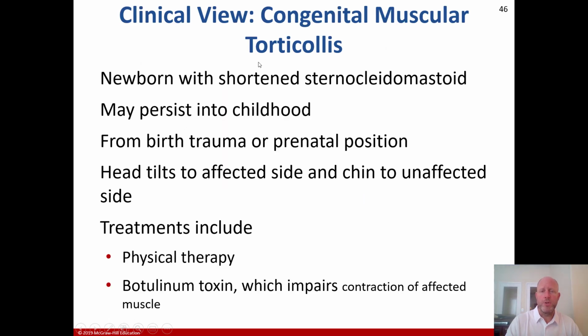Congenital muscular torticollis is when a newborn has a shortened sternocleidomastoid. It may persist into childhood, which can play a significant role in the position of the head relative to the axial skeleton as a whole. It may persist from birth trauma or prenatal position. The head tilts to the affected side and the chin to the affected side, so it may become both that way. Treatments can include physical therapy and botulinum toxin, which impairs the contraction of the affected muscle, trying to get it to release.